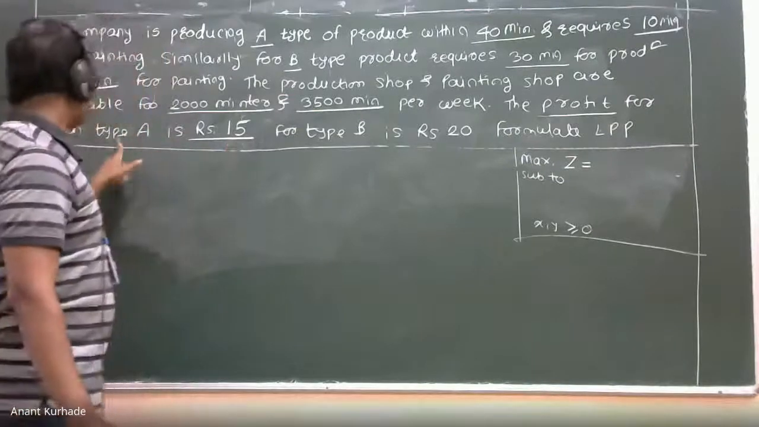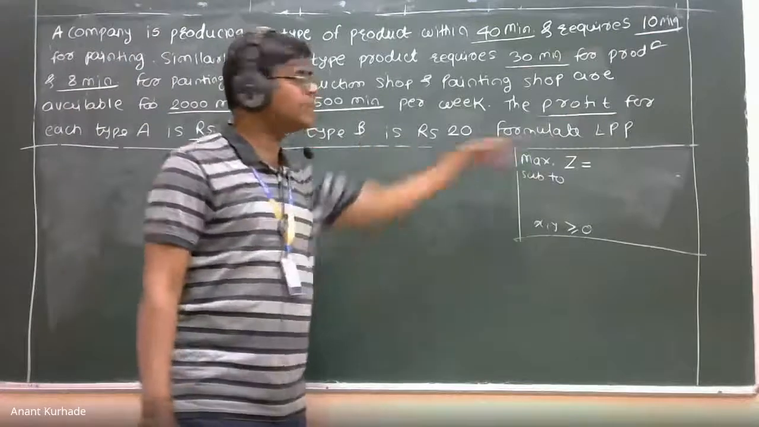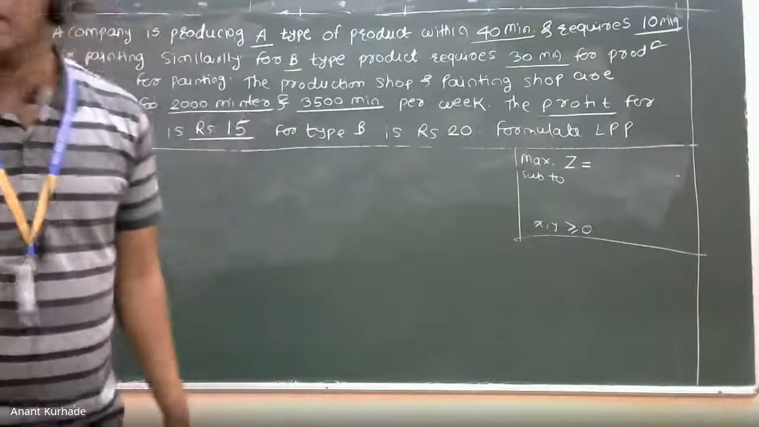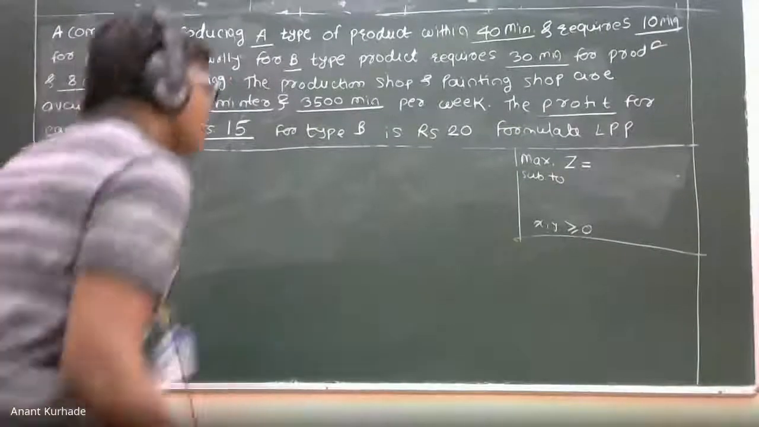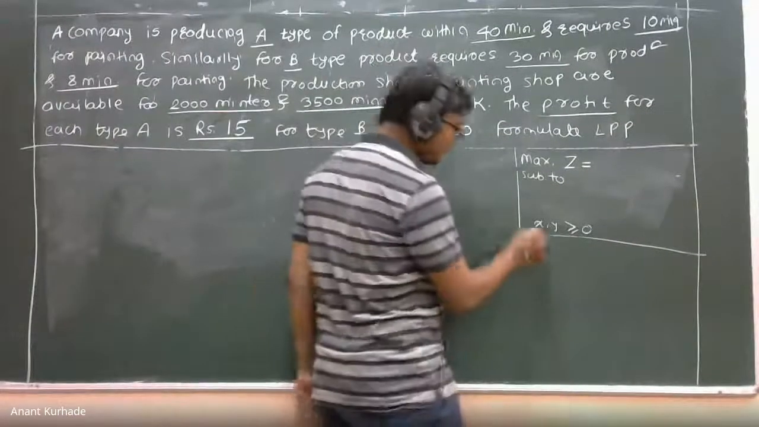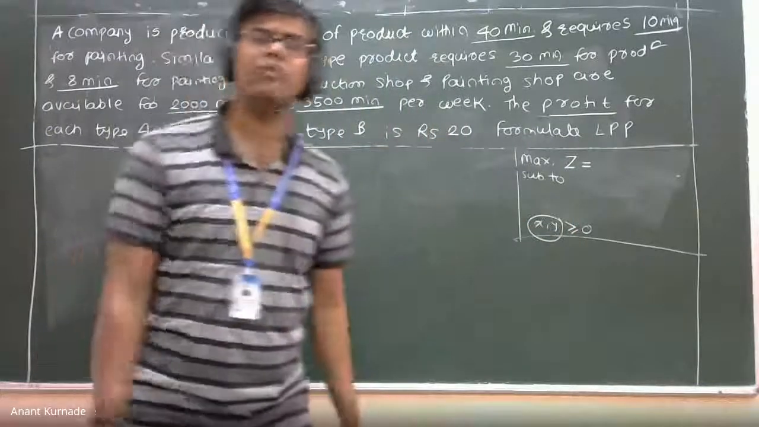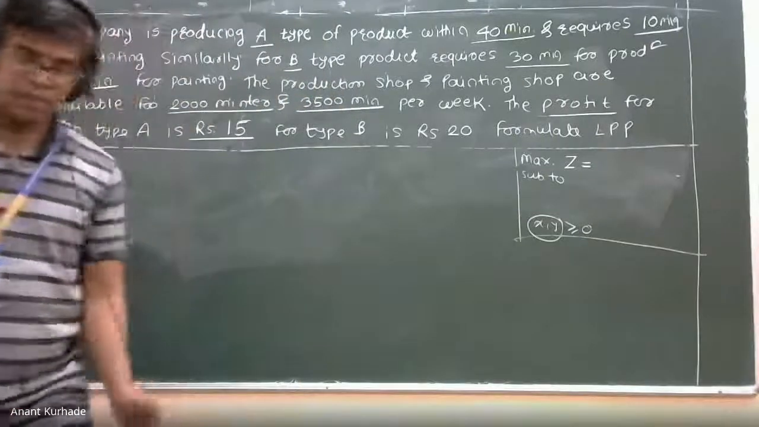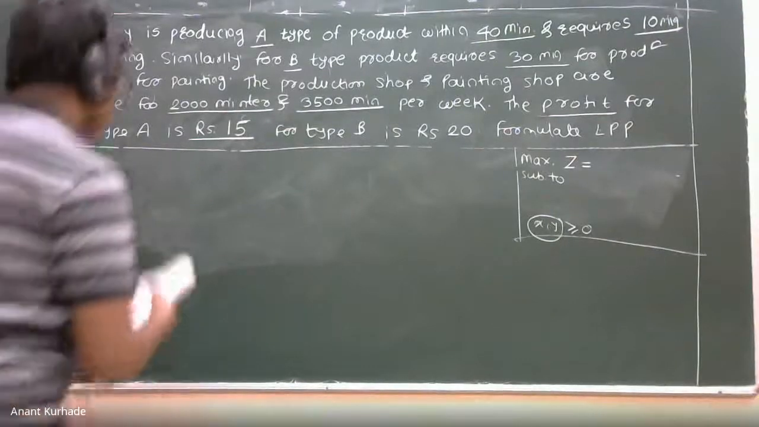So the profit for A type product is 15 rupees and for B type product is 20 rupees. Now see, for each and every problem, we have to define what is meant by x and what is meant by y. These x and y are numbers. So you can write it here.